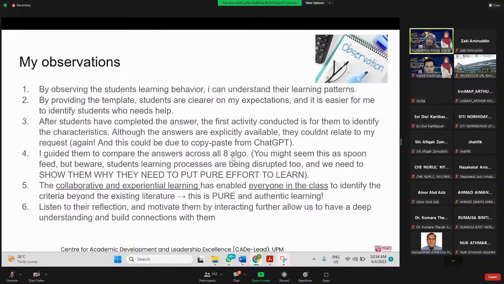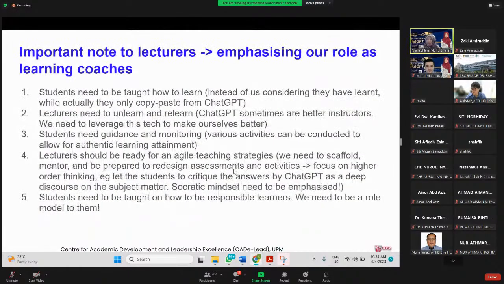I remember myself when the students were able to answer, I said yes 5 times because I was too happy. So this is when we need to stay human. Don't let the robot replace it. So important notes, we need to emphasize our role as learning coaches. Students need to be taught how to learn in this ChatGPT era.